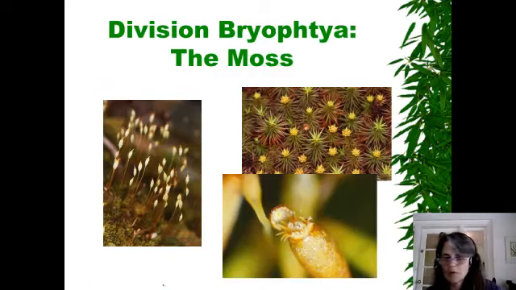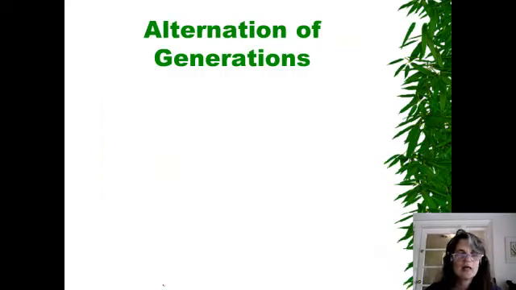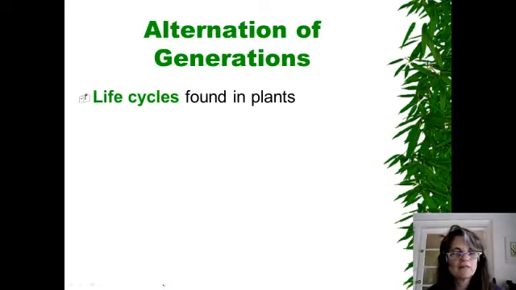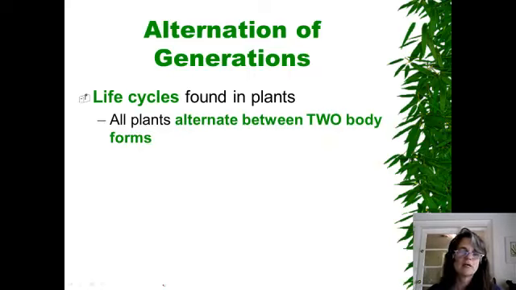Now you're looking at some moss. We will or have, depending on when you're viewing this, viewed some moss in class. Let us walk through the moss life cycle real quick, and then we'll stop and take a break. Plant life cycles are really important in understanding some of their evolutionary trends. So this is what we're going to refer to as alternation of generations, the life cycles found in plants.